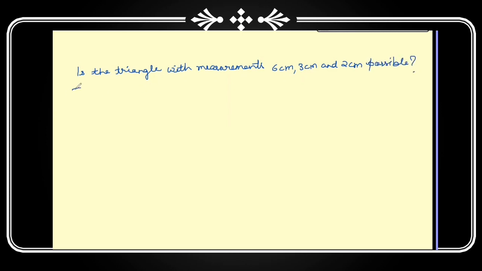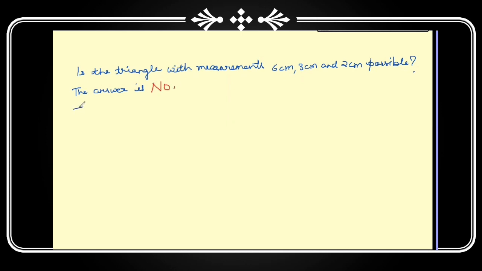There is one question in your textbook where the measurements are given. You have to find out whether this triangle is possible or not. If you know all the characteristics or features of the triangle, or the rules of the triangle, you can easily say whether the triangle is possible or not. If the three sides are given, you know that the sum of the two sides of a triangle is greater than the third side. So, the three measurements are 6, 3 and 2. So, is the triangle possible? The answer is no.